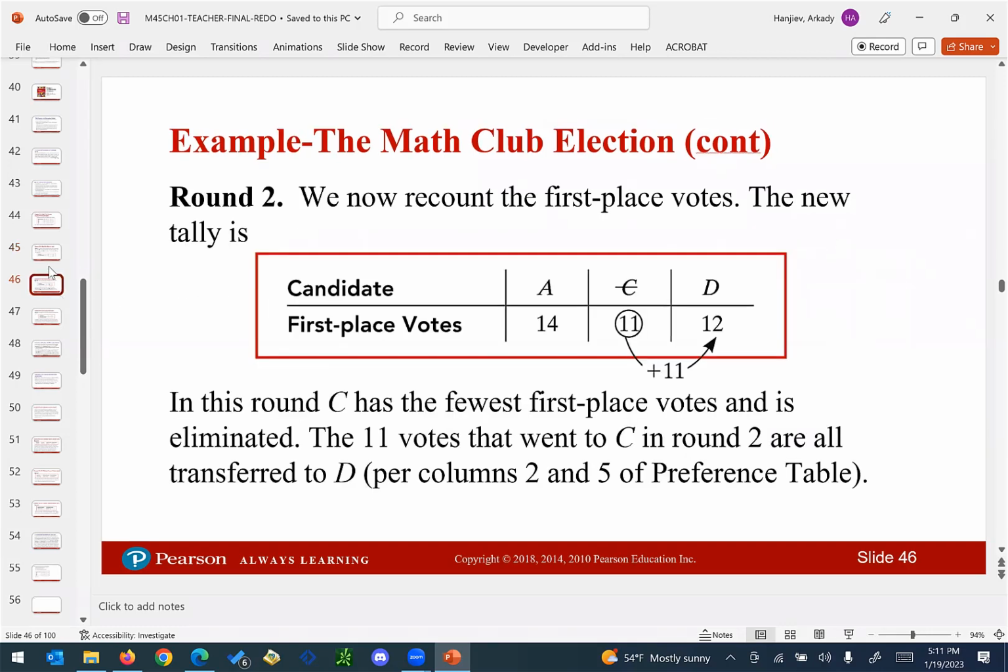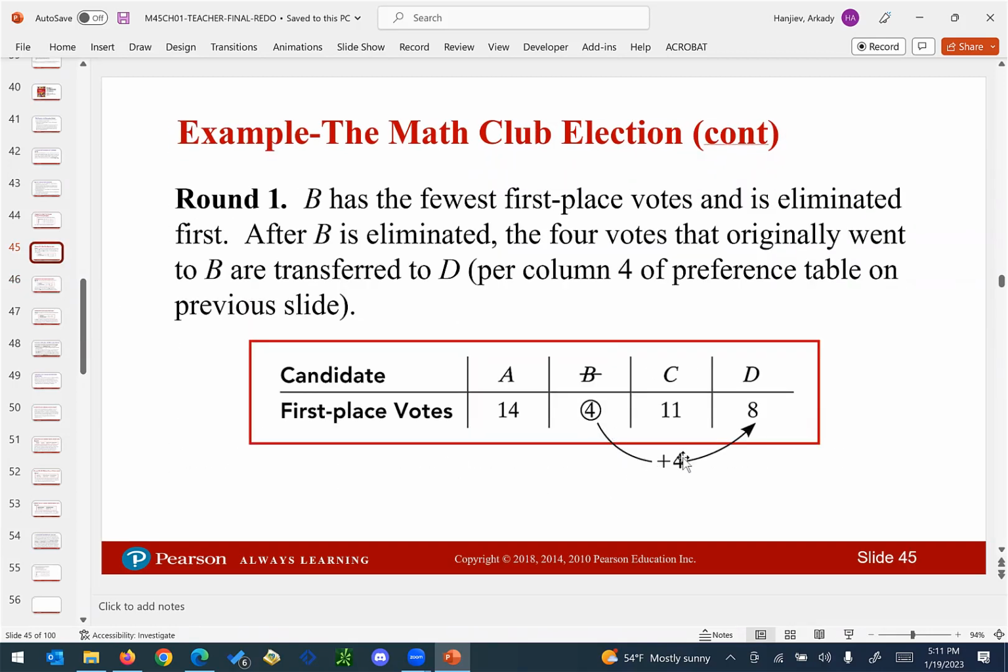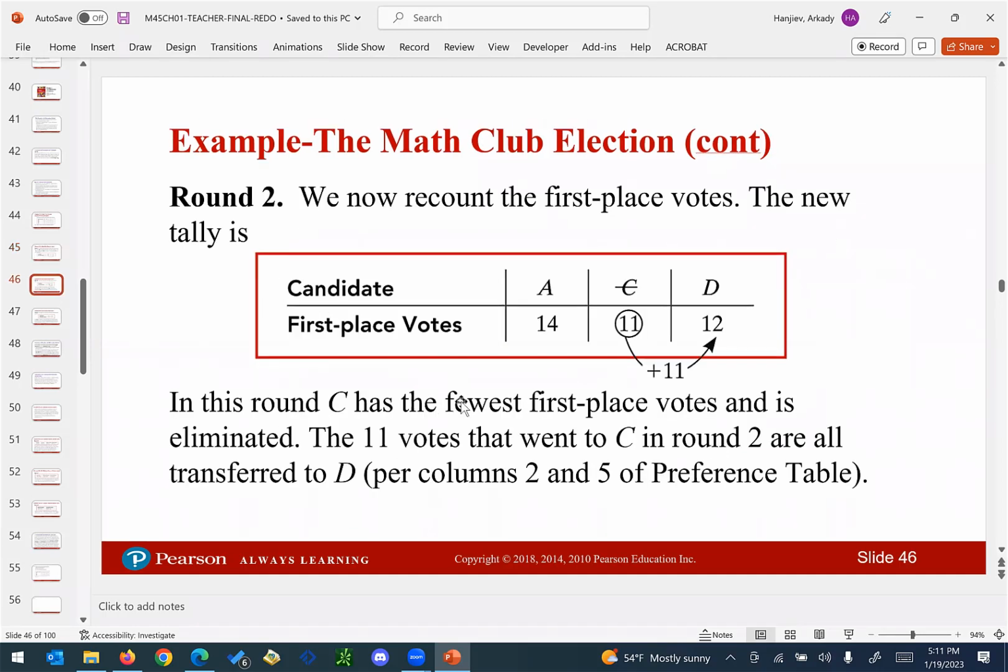And so now we look at the next one here. If that's the case, this now is sitting at 12, and we have 3 candidates, one at 14, one at 11, one at 12. Let's see what happens. So C now gets eliminated. They have 11. C is eliminated. And that 11 gets placed, and that 12 gets added together.